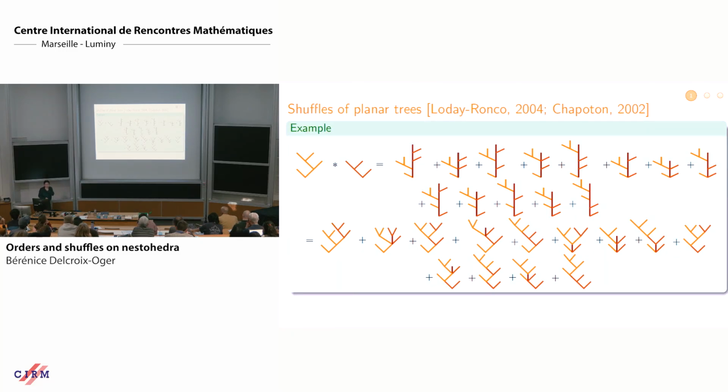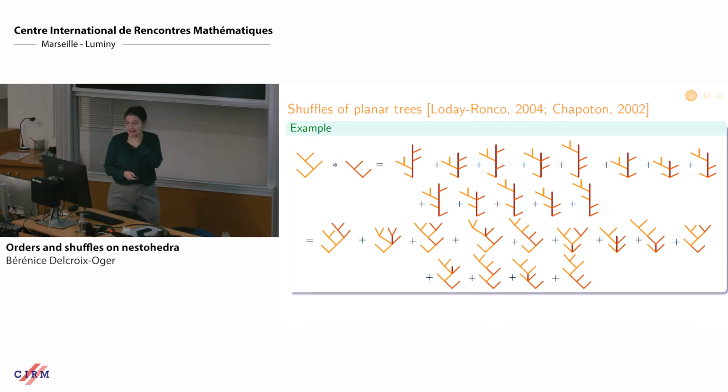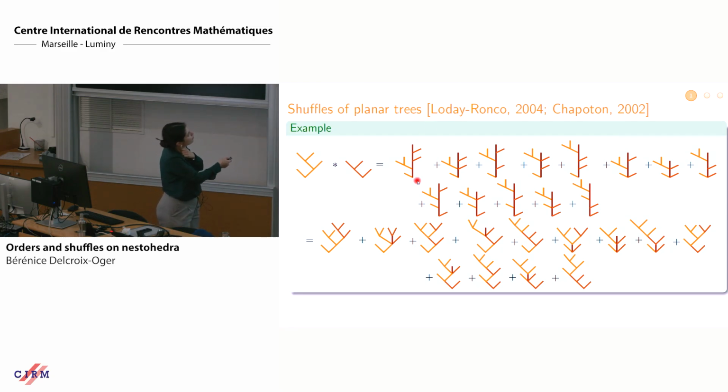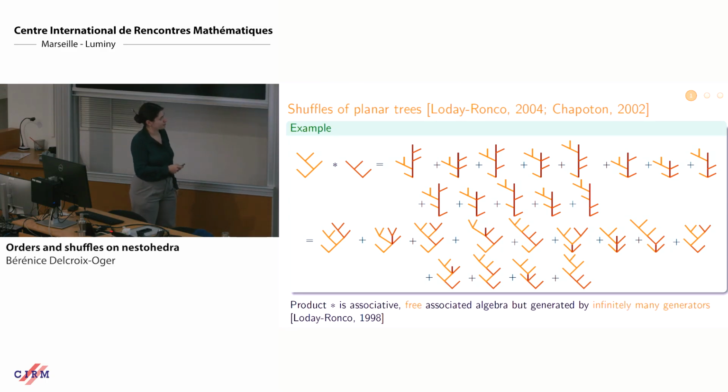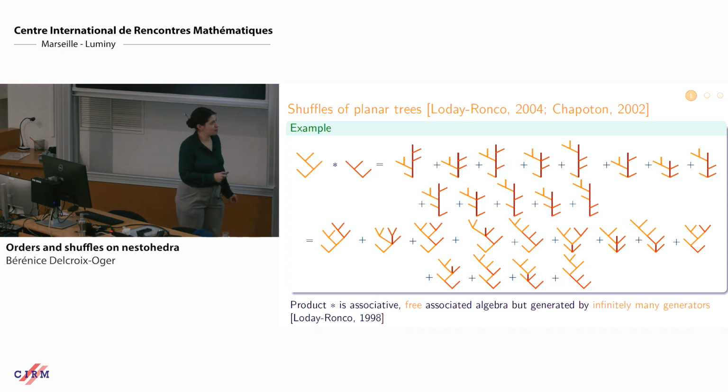Okay. So Loday, Ronco and Chapoton extended these shuffles to planar trees in the way you can imagine. Once again, you shuffle the tree of the left branch with the tree of the right branch, but here you can have at the same position vertices from the left and vertices from the right branch, and you get a shuffle of planar trees. So the obtained product is associative. It is a free associative algebra, but generated by finitely many generators.